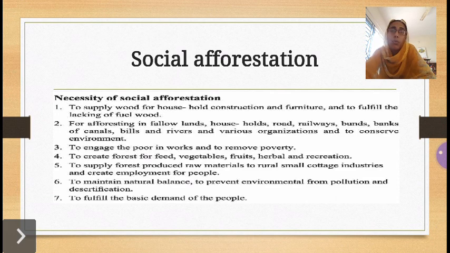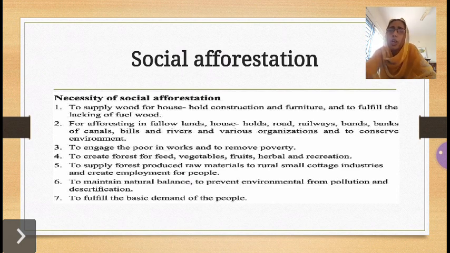So, to engage the poor in work and to remove poverty, and to create forest for feed, vegetables, fruits, herbal medicine and recreation. It's also important, because recreation is an important issue. And herbal: if you plant trees, they can act as herbal medicine. If you plant horitoki or amloki trees, they can act as herbal medicine. So if you plant this type of trees, it is not only used as feed, it is also used for fruits, herbal medicine and recreation.